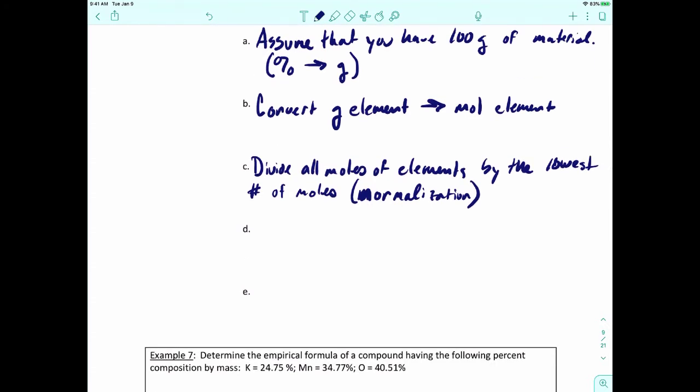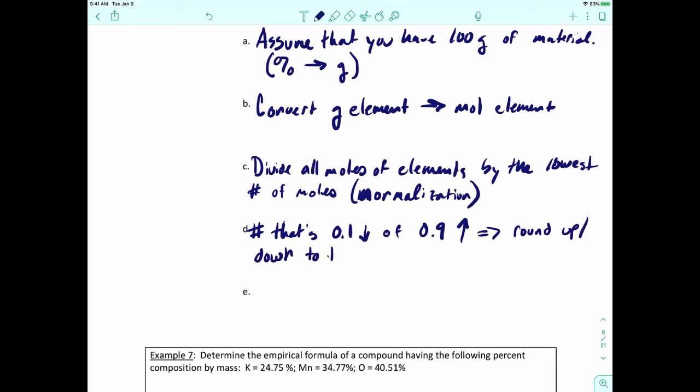Okay. Now, what if, when you take a look at your numbers, you have a number that's like 0.1 or 0.9? If it's 0.1, you're going to round down to the nearest whole number. If it's 0.9, you round up to the nearest whole number. So if you have a number that ends in 0.1 or 0.9, you round up or down to the nearest whole number.